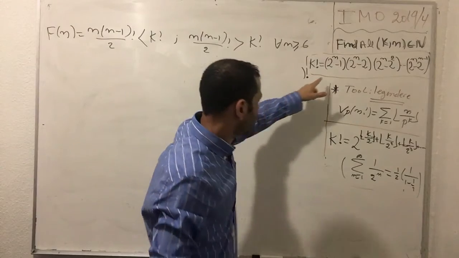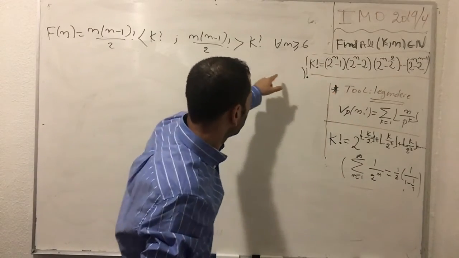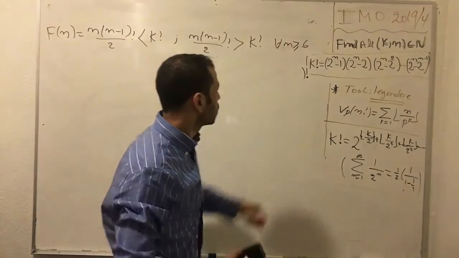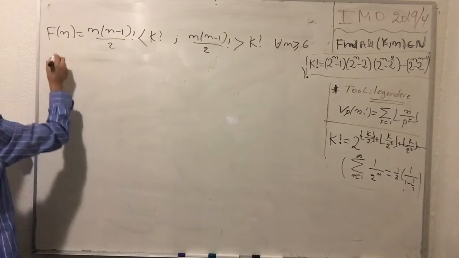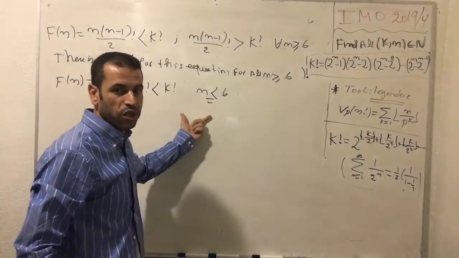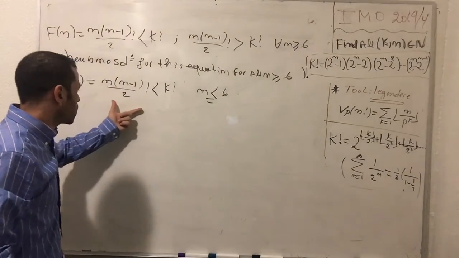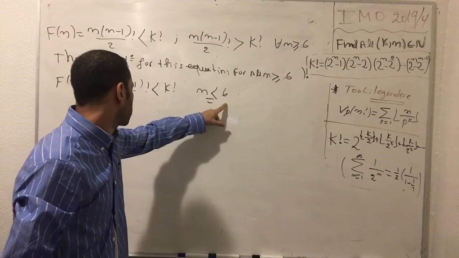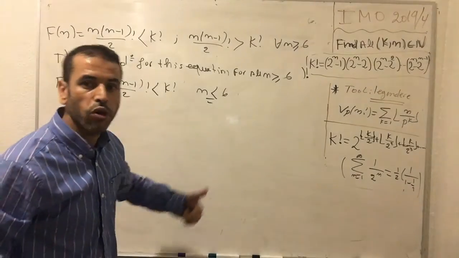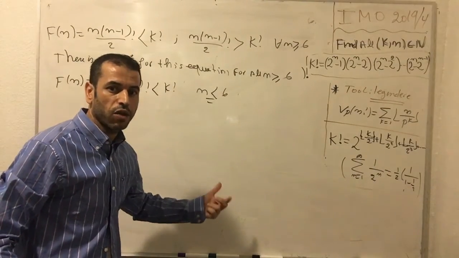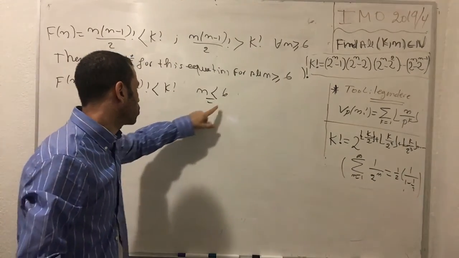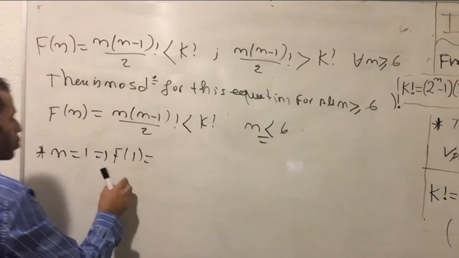Okay? That means this equation doesn't have any solution if n is bigger than or equal to 6. So there is no solution. The solutions of this equation are located in the interval n strictly inferior to 6. Now I'm going to check term by term, from n equal to 1 to n equal to 5, because 6 is not included.